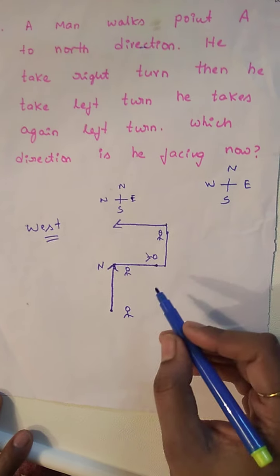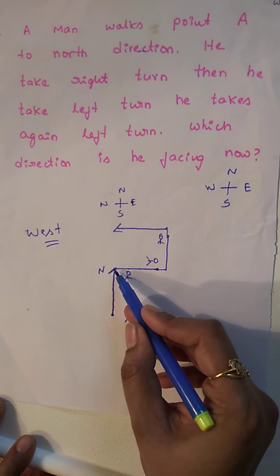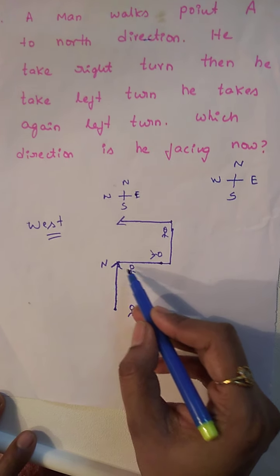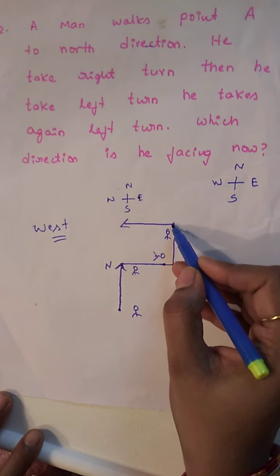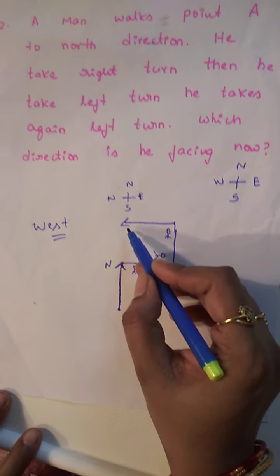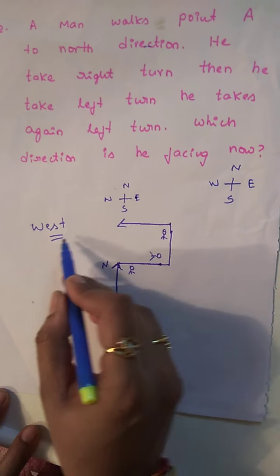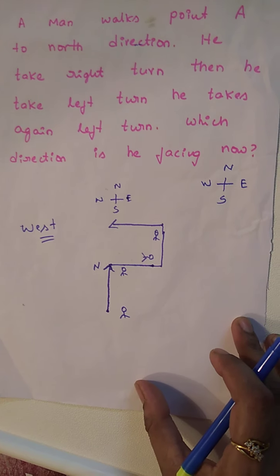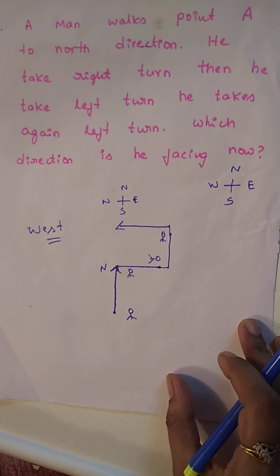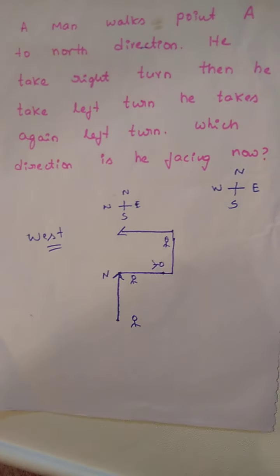I am explaining again. A man walks from point A in the north direction. He takes a right turn. Then he takes a left turn. He takes again a left turn. Which direction is he facing now? He is facing the west direction. So the answer will be west direction. Hope it's clear. In my coming video, I will explain more problems on directions.